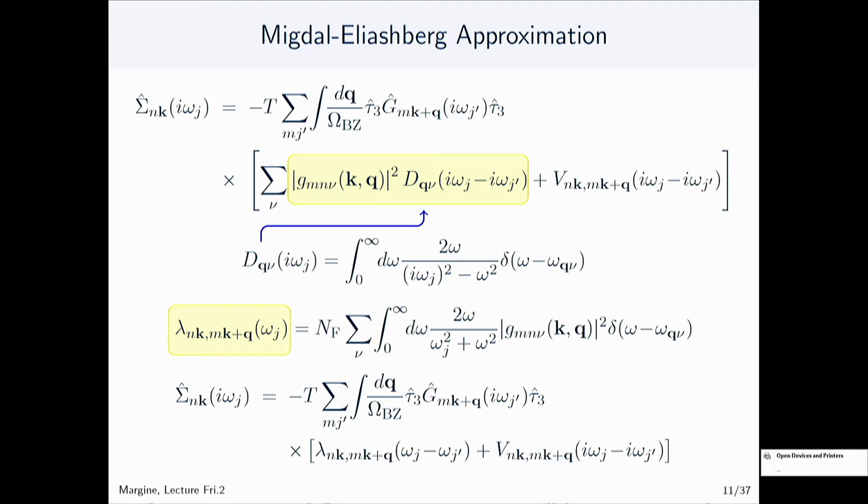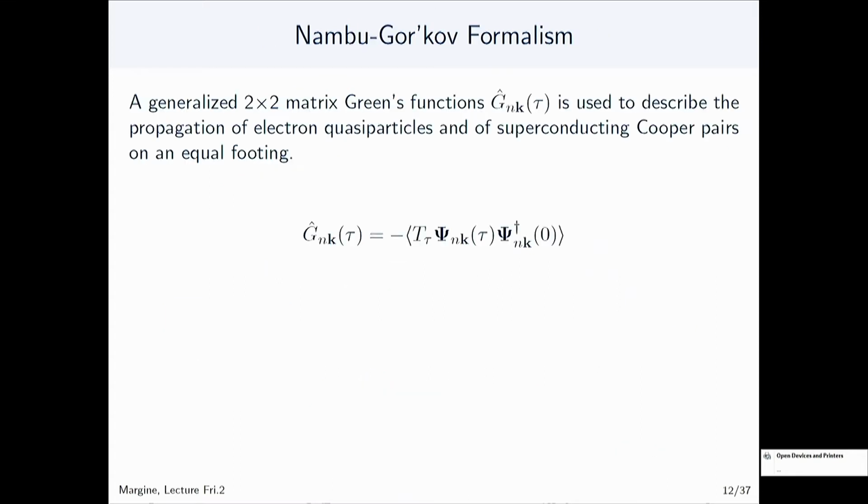So in the Migdal or in the superconductivity state, this is, I would say, formally done, or more easily done, if we use what is called the Nambu-Gorkov formalism. Within this formalism, we can describe the propagation of the electron quasi-particle and of superconducting Cooper pairs using a generalized Green function.